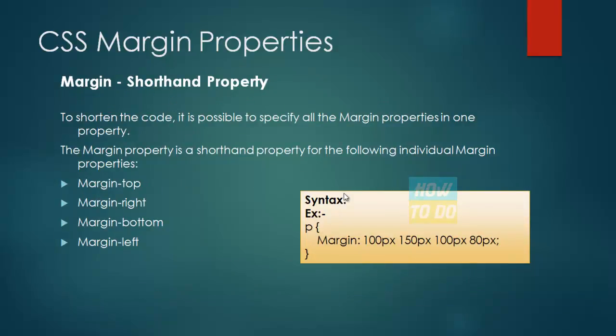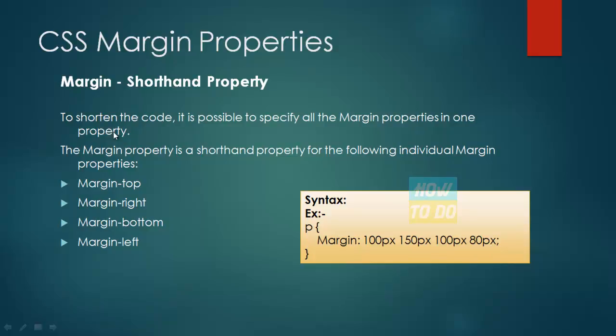So in the initial property, we mentioned all the sides, which are top, right, bottom and left, individually, separately. In the shorthand property, we can simply give the complete statement in a single syntax. The syntax would be this way: margin colon 100 pixels, 150 pixels, 100 pixels, 80 pixels. The pixels are up to you. Whatever you want to give, you can give. And the first value represents the top, then right, bottom and left.